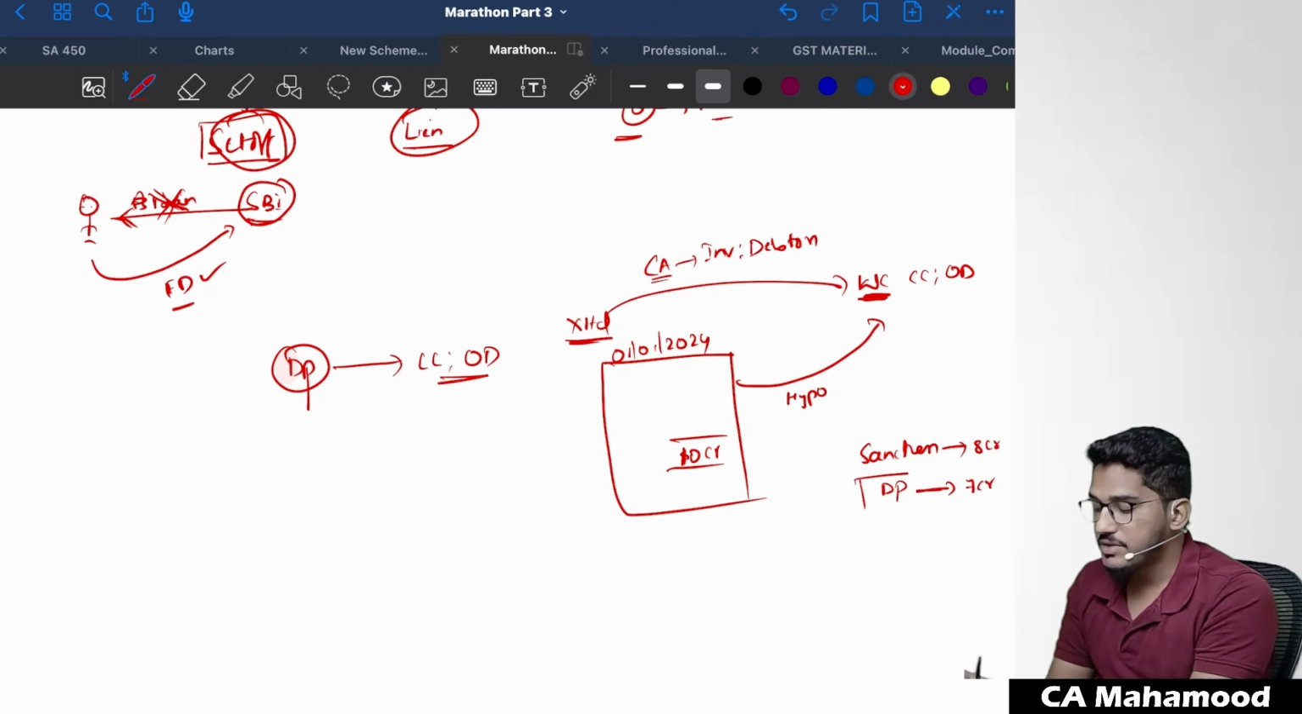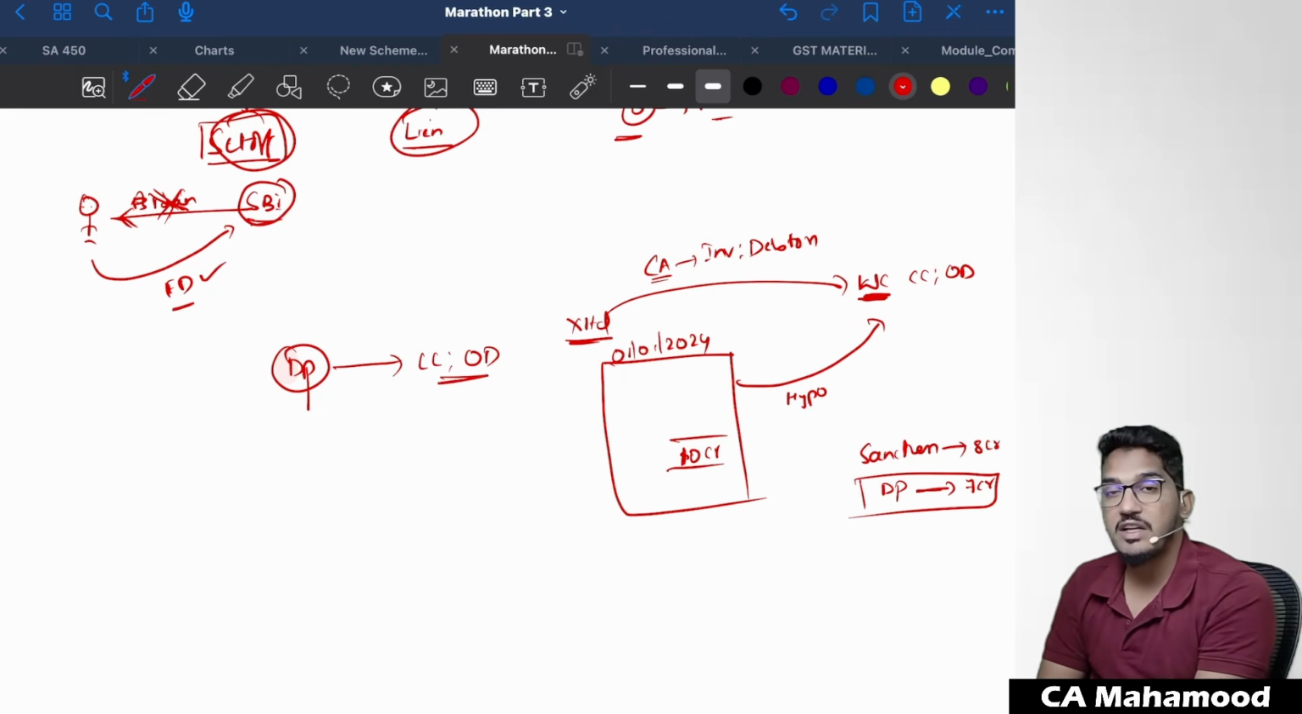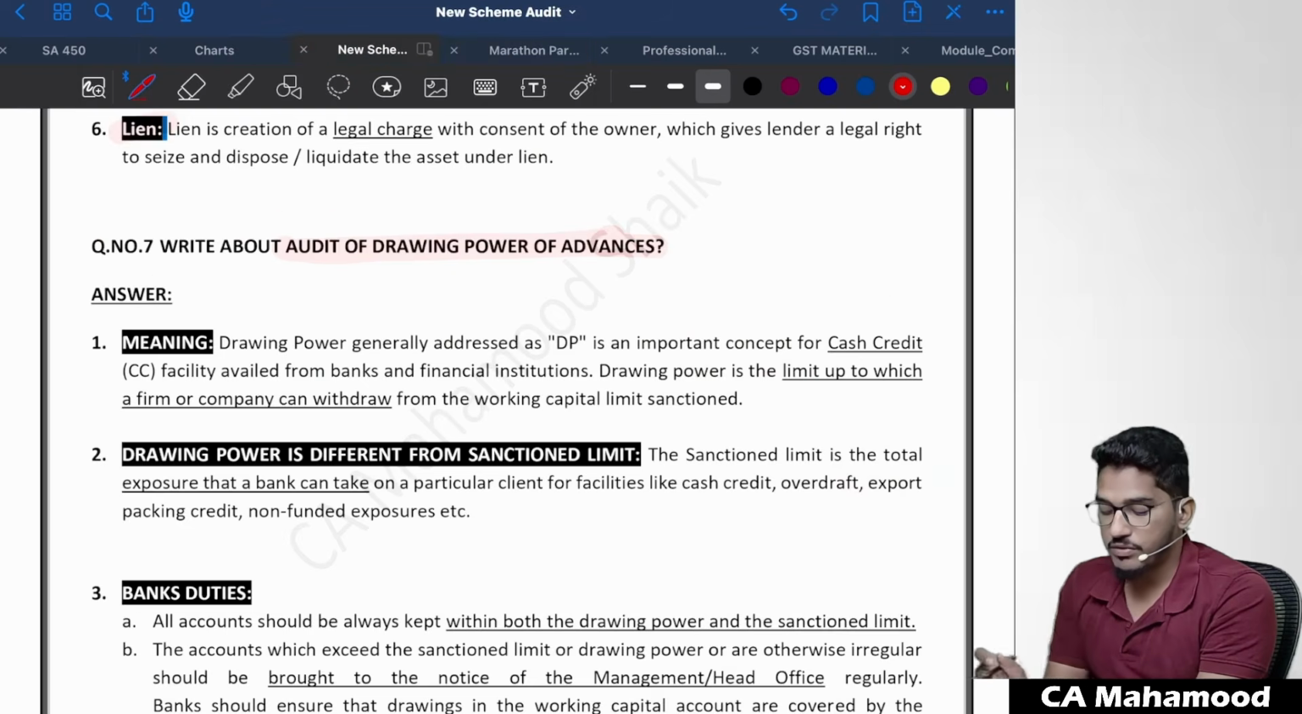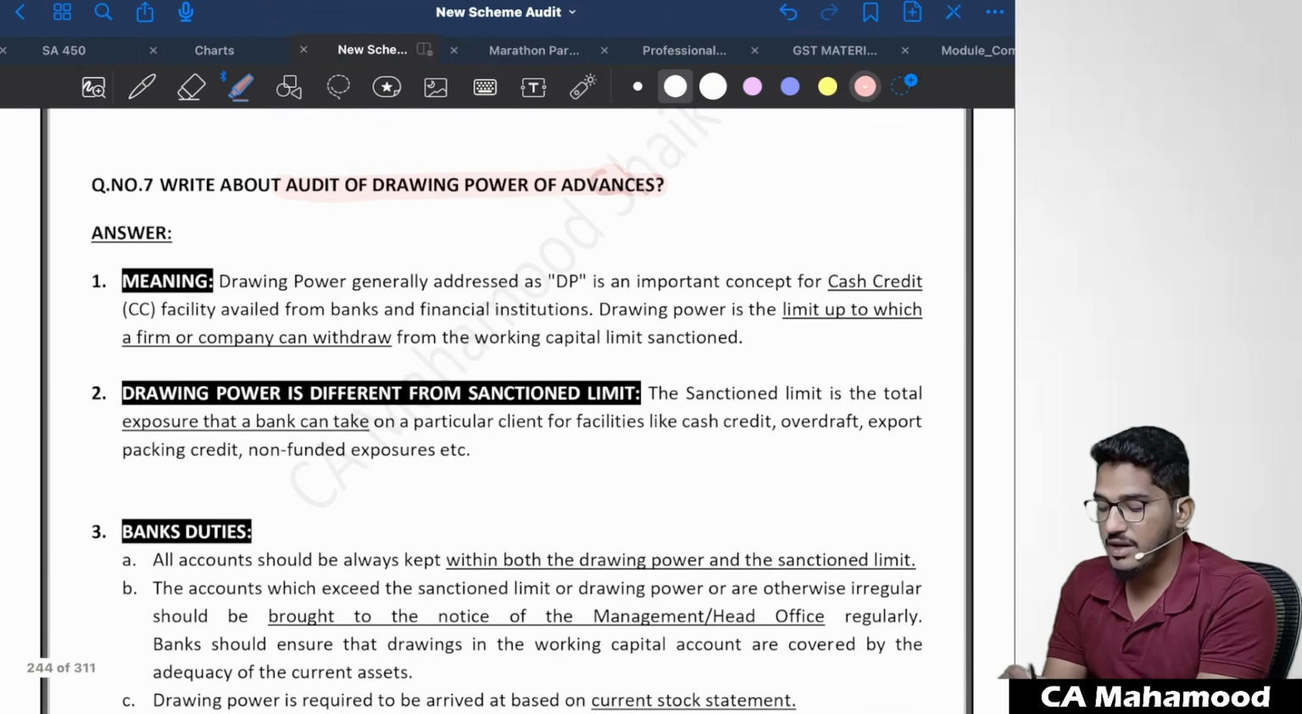So this we call it as drawing power. Drawing power means the maximum amount which can be withdrawn from the working capital loans. That is the meaning of drawing power. If you see the material, drawing power, generally addressed as DP, is an important concept for cash credit facility availed from banks and financial institutions. Drawing power is a limit up to which a firm or company can withdraw from the working capital limit sanctioned.